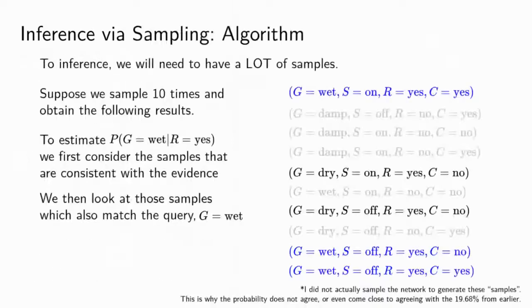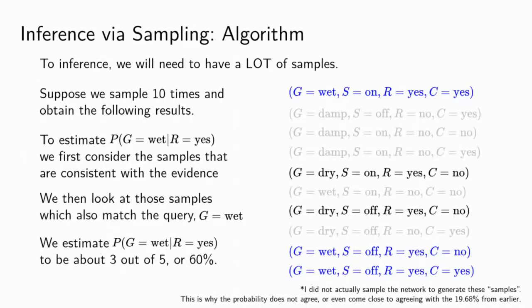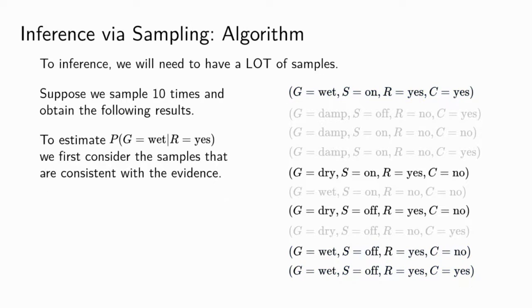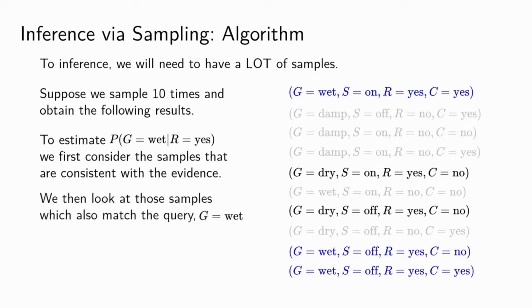If you go back a few slides, remember how over here we have 10 samples? But only 5 of these samples were actually used because only 5 of them matched the evidence. That seems kind of wasteful, right? Because only 5 of these are useful, that's a pretty big waste of computational resources.